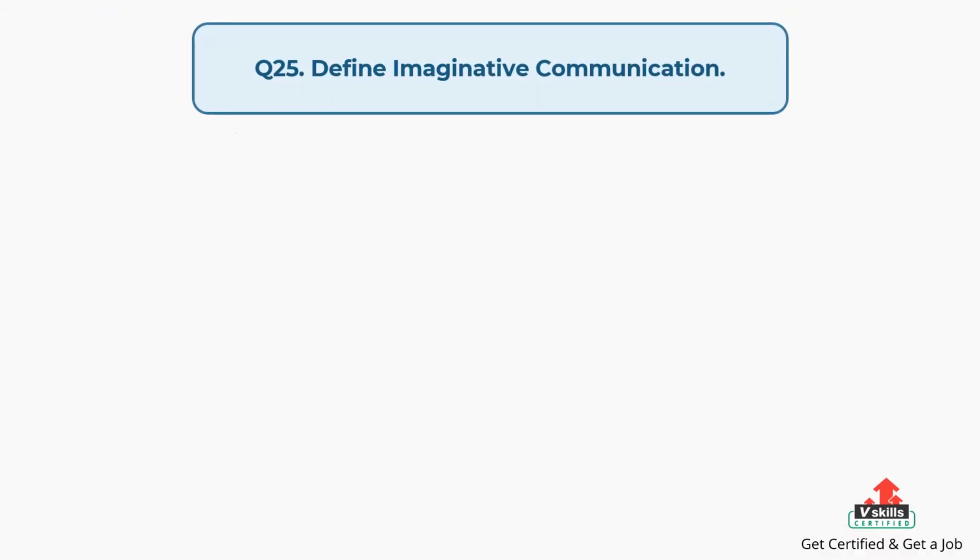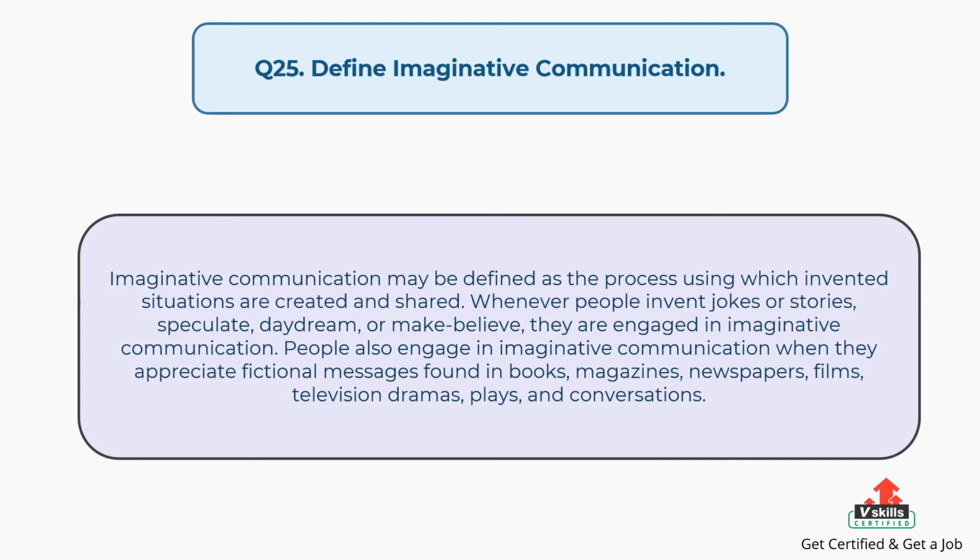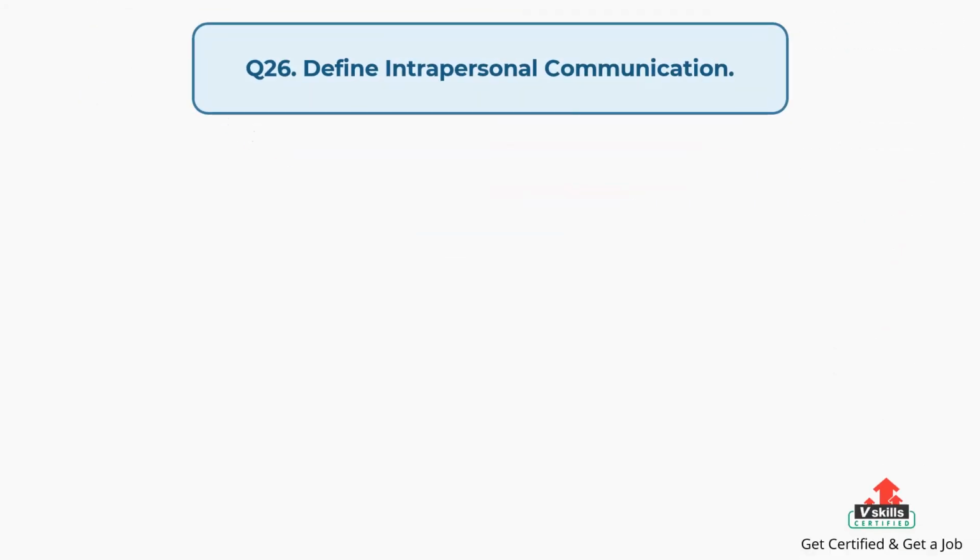Question number 25. Define imaginative communication. The answer is: imaginative communication may be defined as the process using which invented situations are created and shared. Whenever people invent jokes or stories, speculate, daydream, or make believe, they are engaged in imaginative communication. People also engage in imaginative communication when they appreciate fictional messages found in books, magazines, newspapers, films, television dramas, plays, and conversations.